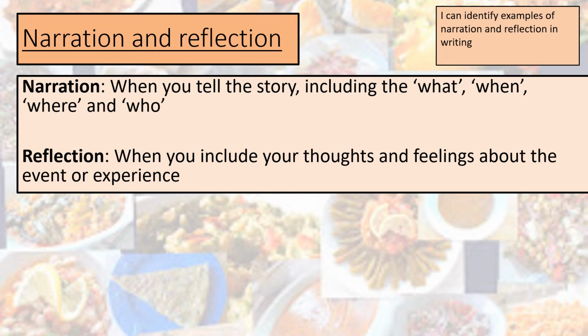If you go back to the very first slide of this video, you will see that there were 4 success criteria that we were working with. And what you've been doing so far is thinking about the first 2, identifying examples of sensory description and then using them in your own writing. We're moving on to the last 2 success criteria of the learning this week, which is about identifying narration and reflection in writing and then including them in your own writing.